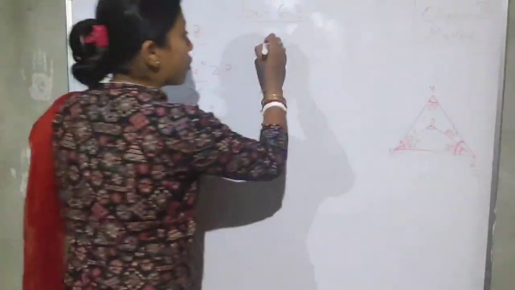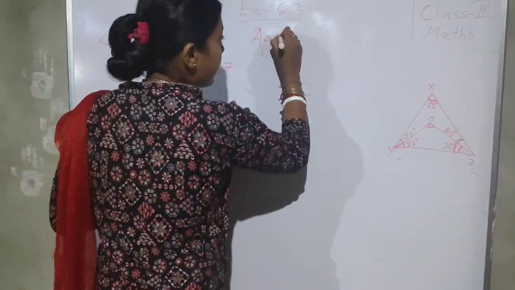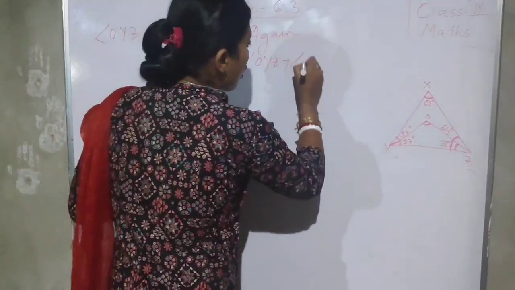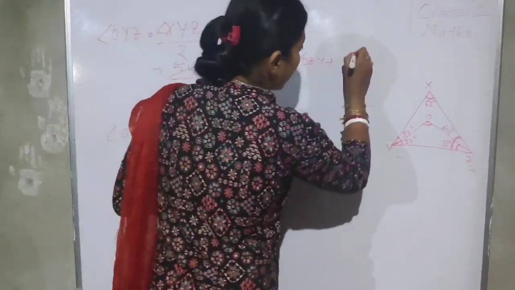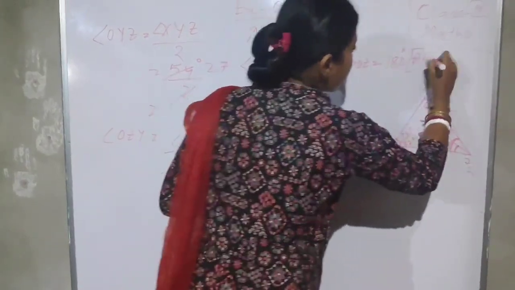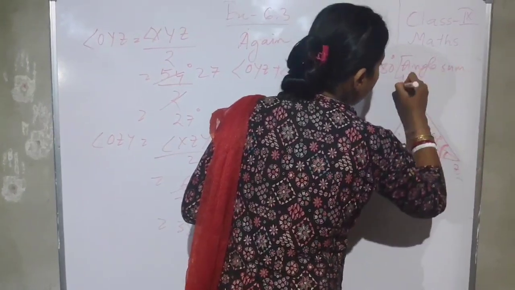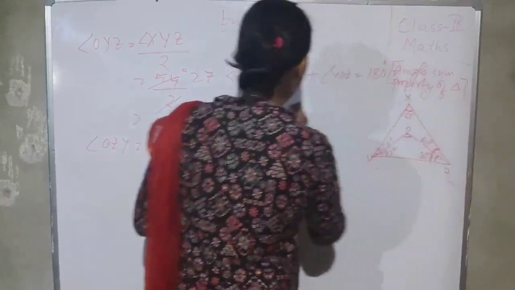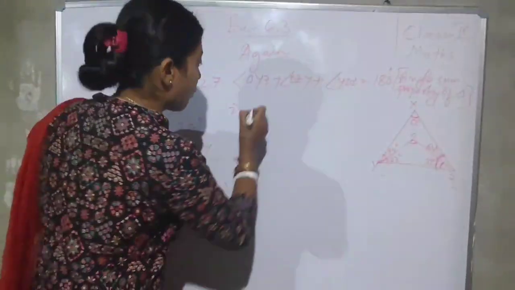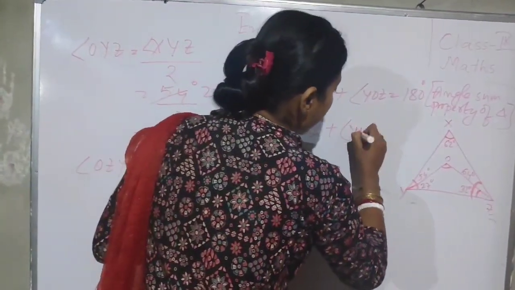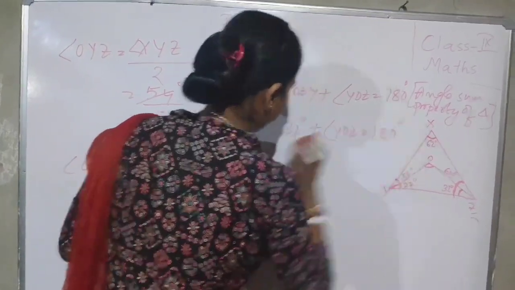We have to find this angle by what? By angle sum property, same only. So let's write again what we can write. Angle OYZ plus angle OZY plus angle YOZ equal to 180 degrees. This is also angle sum property of a triangle. So angle OYZ is 27 degrees plus angle OZY is 32 degrees, plus angle YOZ which we are finding out, equal to 180 degrees.